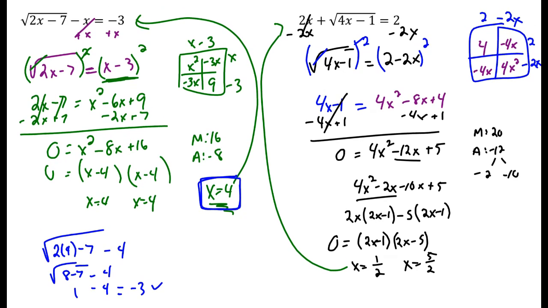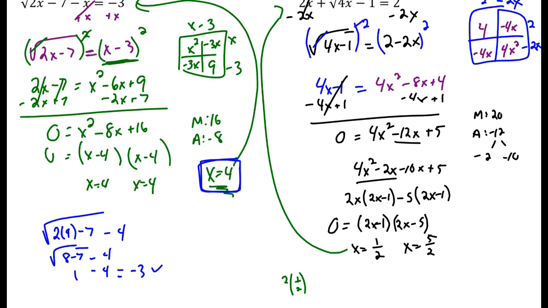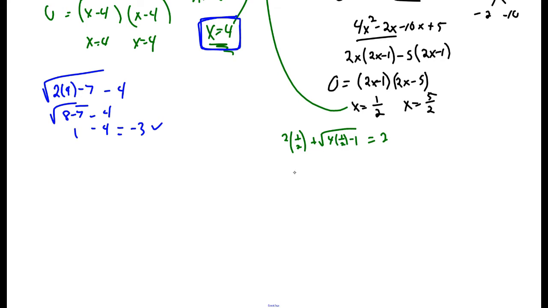So let's see, 2x, so 2 times a half, plus the square root of 4 times a half, minus 1, does that equal 2? Well, 2 times a half is 1, plus the square root of 4 times a half is 2 minus 1 is 1. 1 plus the square root of 1 is 1 plus 1 equals 2. That does check out. x equals 1/2 is a solution.